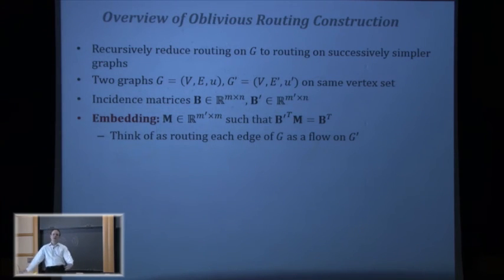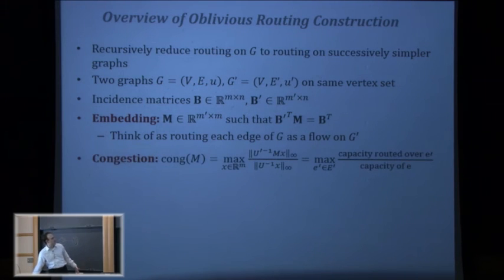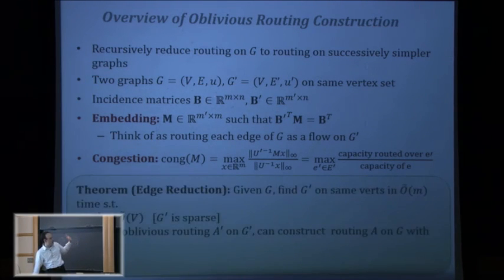So morally, if we have a routing of one graph on the other, then you can take a route on the first graph and push it through this embedding to get a routing on the second graph. And the congestion is what you'd think. It's the max over all edges of the amount of stuff routed over an edge in the new graph. And so our theorem is that the whole oblivious routing scheme is going to involve two things. One is going to say, take your graph and reduce the number of edges. The other is going to say, reduce the number of vertices. And we're going to repeat them.